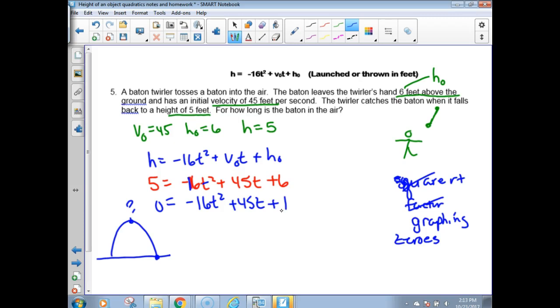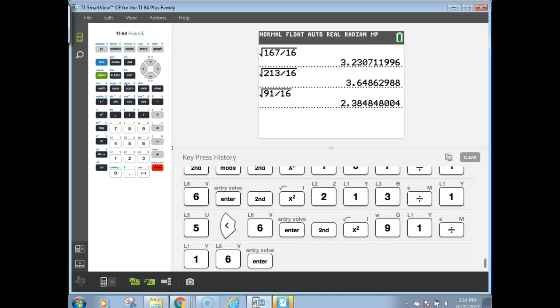All right, now there are two ways to do it in the graphing calculator. One is to find the right zero. You have to know which zero makes sense. This one might be in the negative zone, and we don't have any negative time. Here we go.